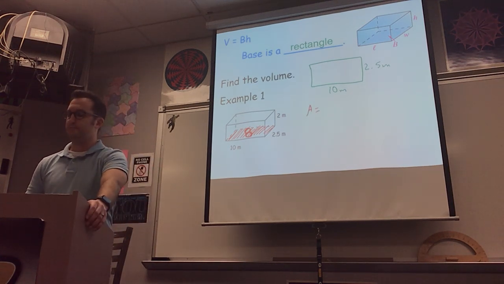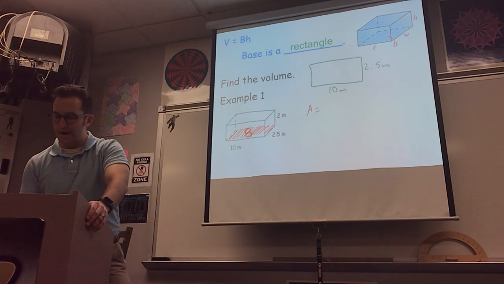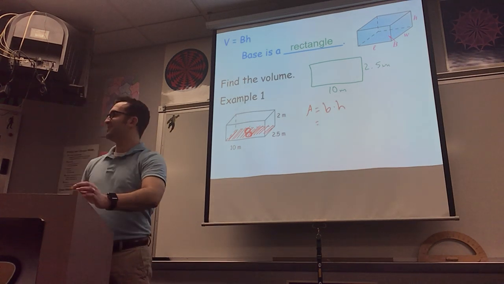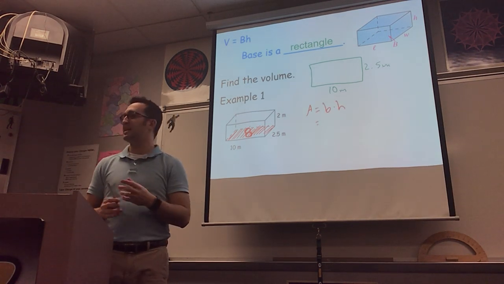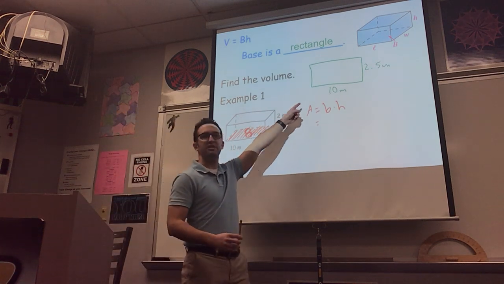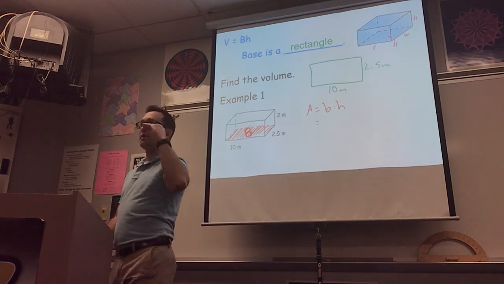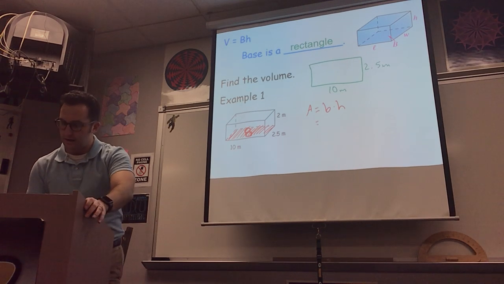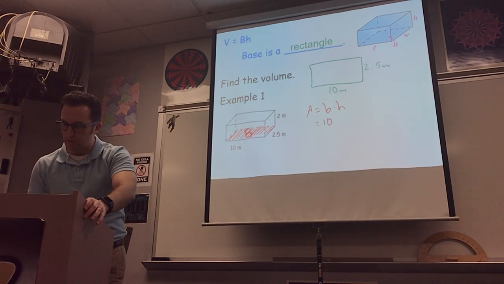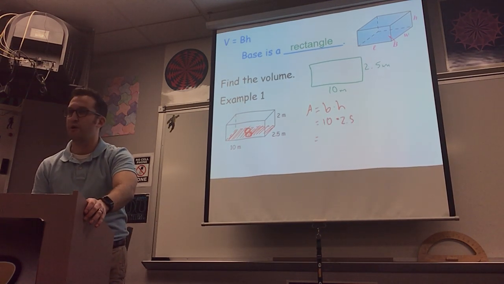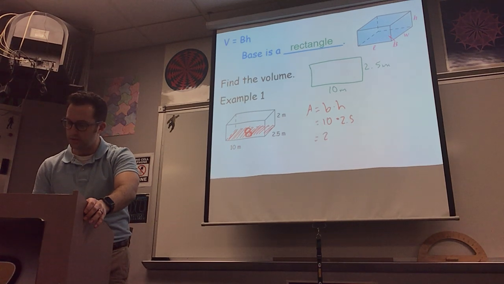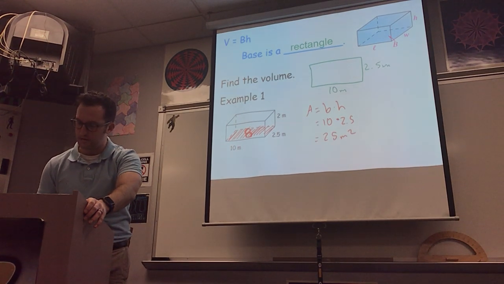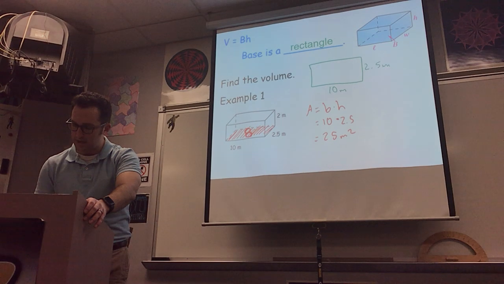So let's find it. Area equals what? A equals B times H. Why B times H? Because you're doing the area of the figure. Area of the rectangle, right? Isn't the base a rectangle? So we need to find its area so we can multiply times the height. That's 10 times 2.5, which is pretty easy to do in our head. 25 meters squared. Now what is that? This represents the area of the base.